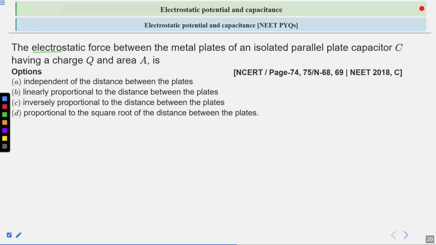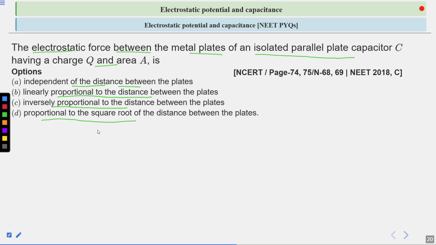Next question: the electrostatic force between the metal plates of an isolated parallel plate capacitor C having charge Q and area A is: A, independent of the distance between the plates; B, linearly proportional to the distance between the plates; C, inversely proportional to the distance between the plates; or D, proportional to the square root of the distance between the plates.